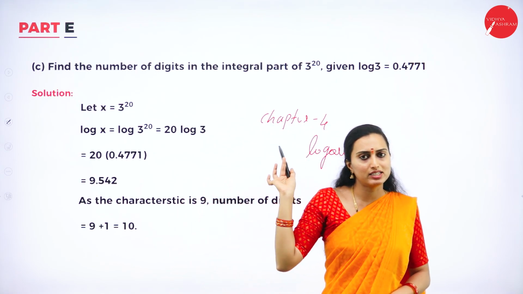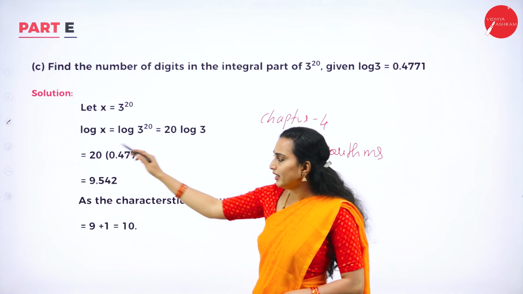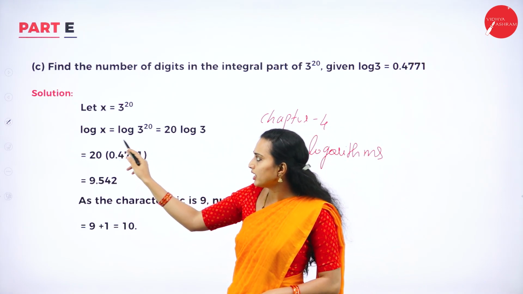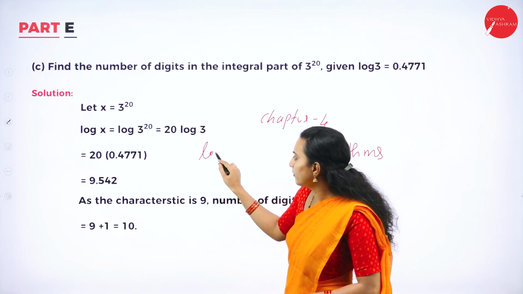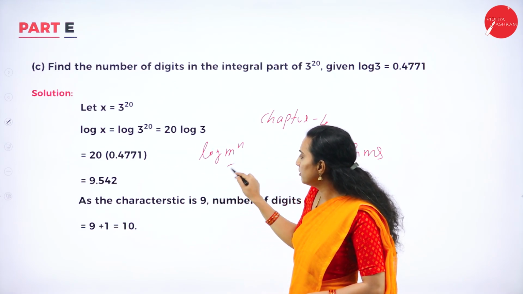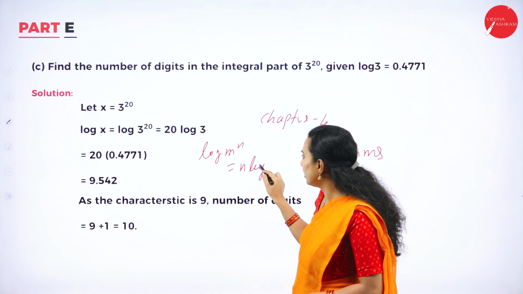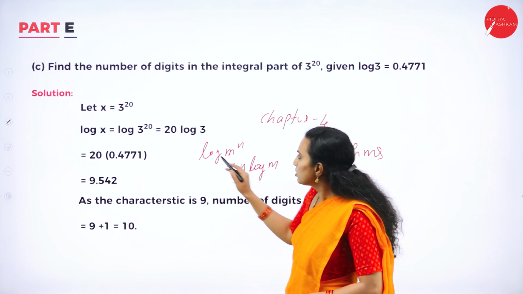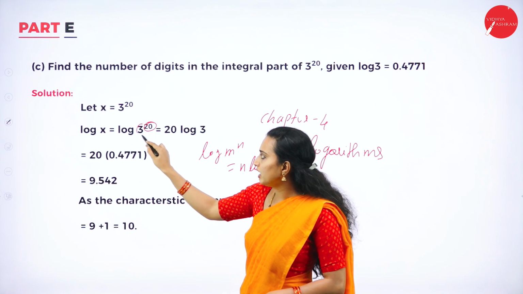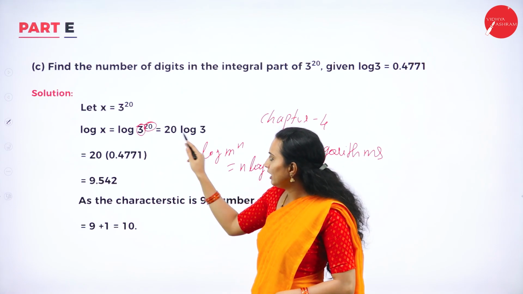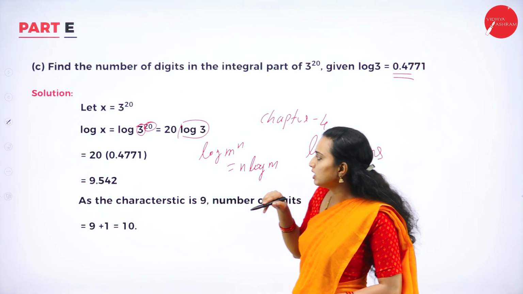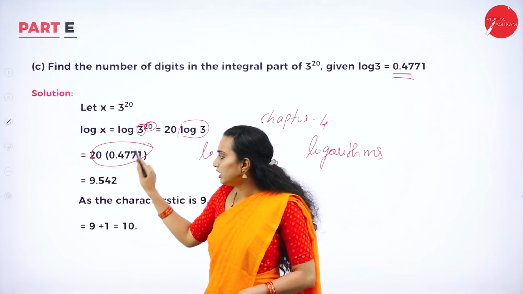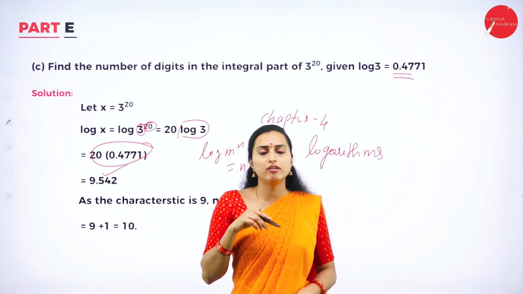I am going to take, let x is equal to 3 power 20, and then taking log on both sides, log x is equal to log 3 power 20. According to the rule, log m power n can be written as n log m. So the n value is 20, the m value is 3. So 20 log 3, whose value they have already given as 0.4771. Multiply that and you are going to get the value 9.542.